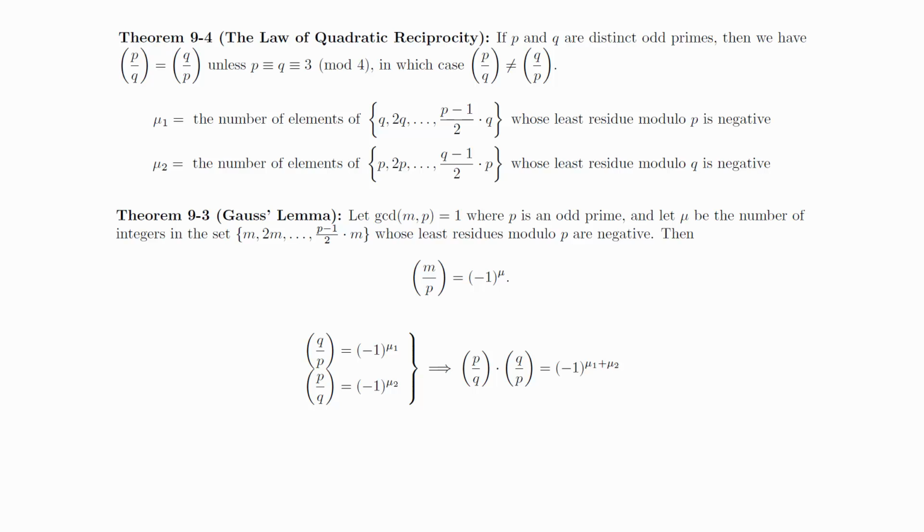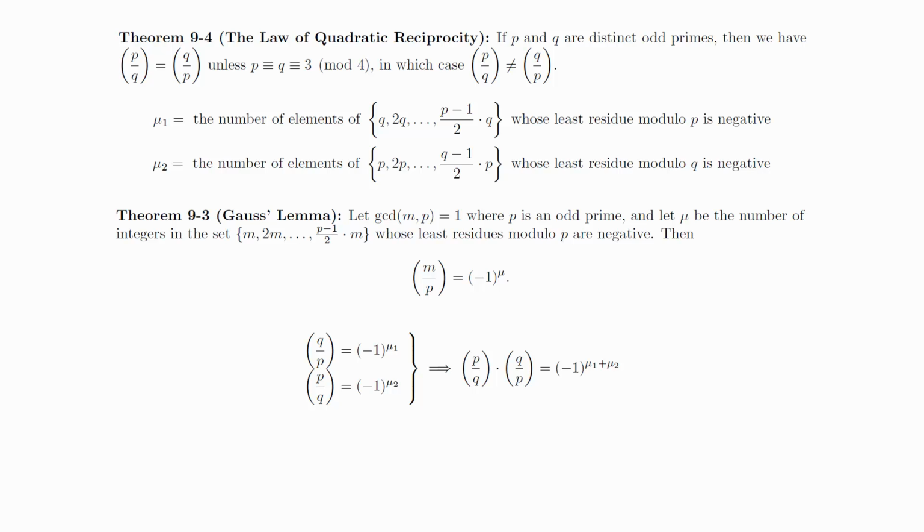From this equation, we can see that the Legendre symbols are the same if and only if mu1 plus mu2 is even. In other words, the Legendre symbols are different if and only if mu1 plus mu2 is odd. Therefore, our goal is to show that mu1 plus mu2 is odd if and only if p and q are both equivalent to 3 modulo 4. Our proof will be geometric.